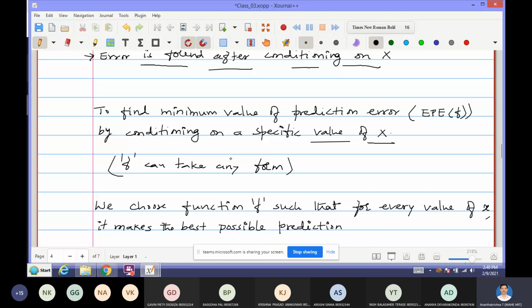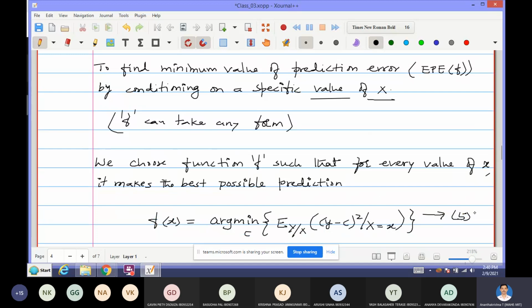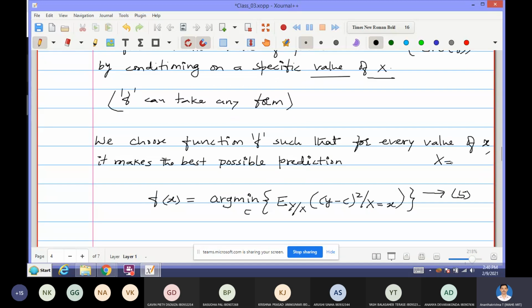So we choose f just such that for every value of x, that is for every value of capital X equal to small x. I hope that point is clear. So we have to choose. Capital X represents the entire possible values of the random variable. Small x is one of the instances of that random variable.